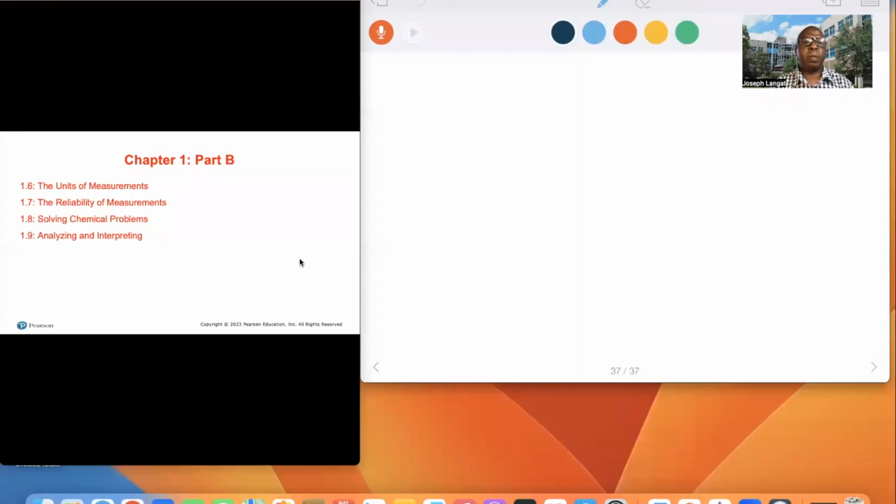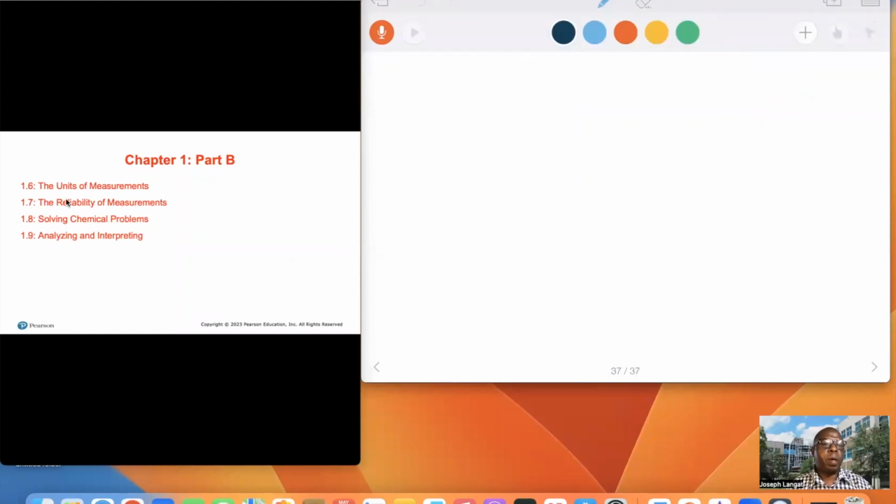I will share my screen, and my whiteboard will be on the right side of your screen, and the PowerPoint slides will be on the left side. This is what I intend to cover in part B: the unit of measurement, reliability of measurement, solving chemical problems, and lastly, we'll look at how to interpret and analyze the data.